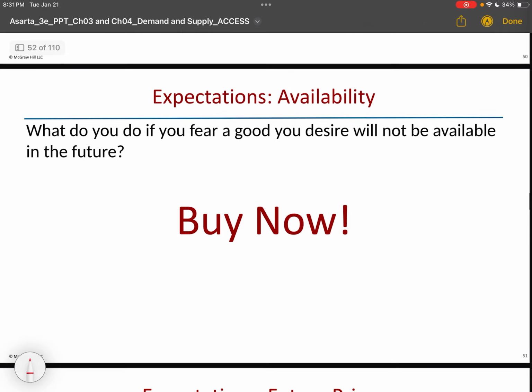Now, if you expect that certain goods that you really want are not going to be available in the future, what do you do? You buy now. So you increase your demand for those goods now. So the demand curve for those goods will shift to the right. This is what people did during COVID, right? The demand for toilet paper shifted to the right, so far to the right.